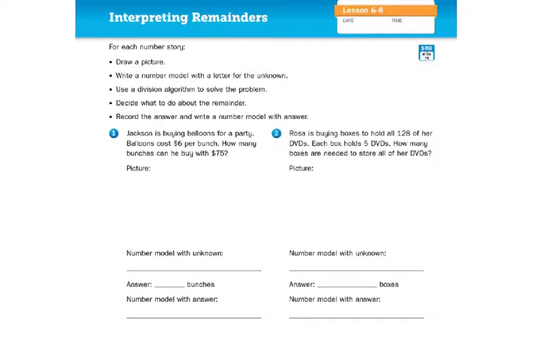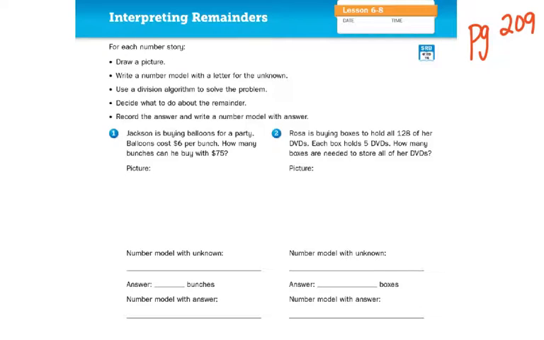Let's go ahead and move into our journal on page 209. For each number story, we're going to draw a picture, write a number model with a letter for the unknown, use a division algorithm to solve the problem, decide what to do about the remainder, and record the answer and write a number model with the answer.